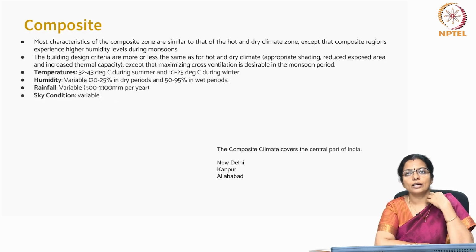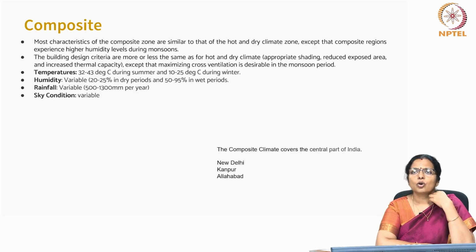Let us now look at composite climate. Composite zones are similar to hot and dry climates but with high monsoon humidity, necessitating shading and thermal capacity along with cross ventilation during rainy periods. Most characteristics of the composite zone are similar to that of hot and dry climate zone, except that composite regions experience higher humidity levels during the monsoon.